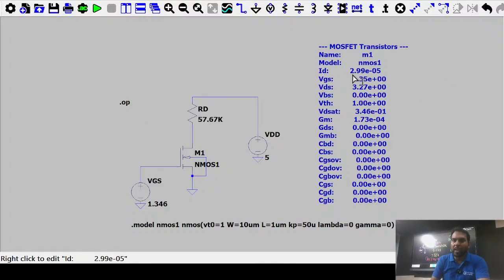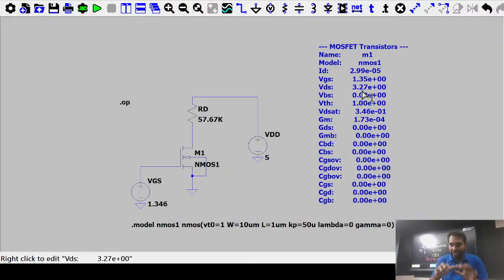ID is 29.9 micro. This is 10 to the power minus 5, and you want 10 to the power minus 6, so this will be 29.9 micro there. So this is 29.9, that will be 30 micro. So ID is 30 micro, and you have a VGS. On the basis of that you have a VDS, we check it. What is the VDS? That is 3.27. Approximately VDS is 3.27.